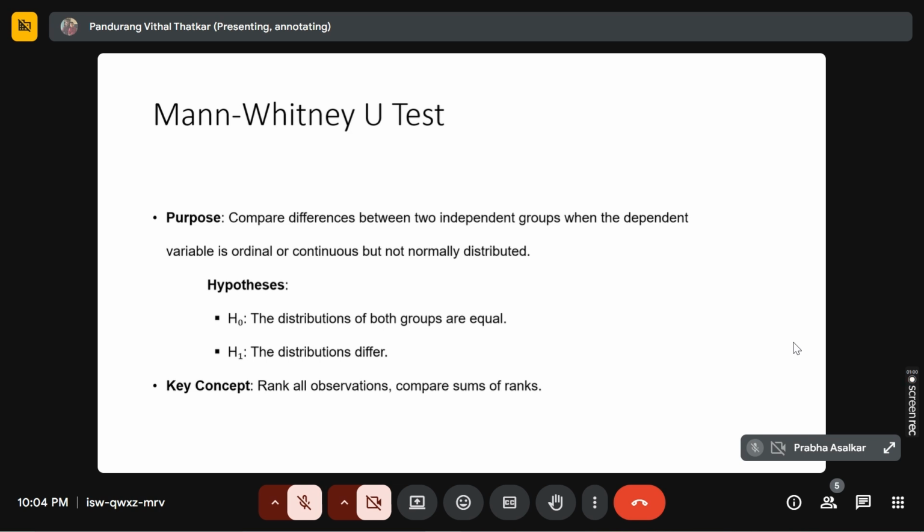Again, suppose data is continuous, ratio scale data, but we have not selected participants randomly. We have selected purposively. In that case also, we cannot use the t-test because random selection is important in case of parametric tests. But here, these assumptions are not required. So when data is a purposive sample, we can go for the Mann-Whitney U test. Right, sir? Yes, sir.